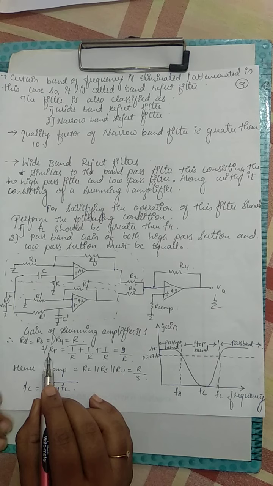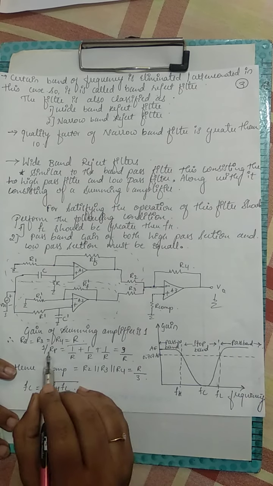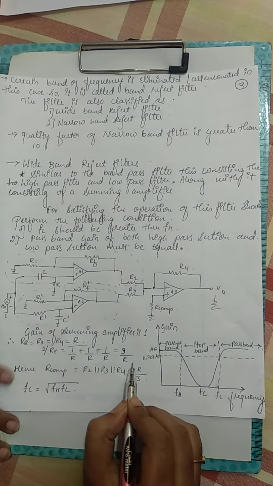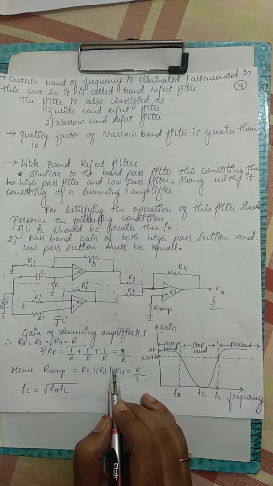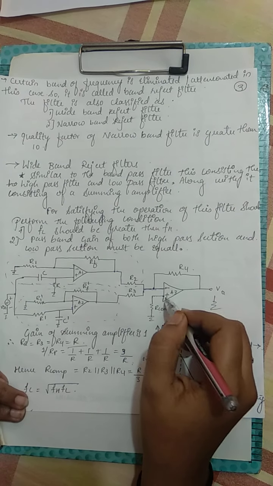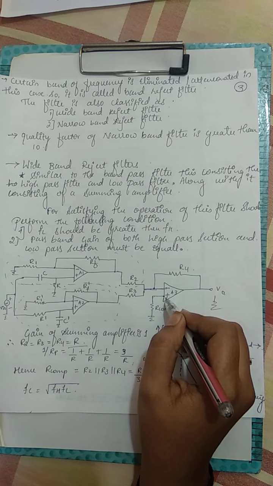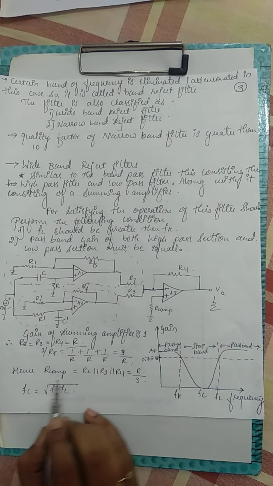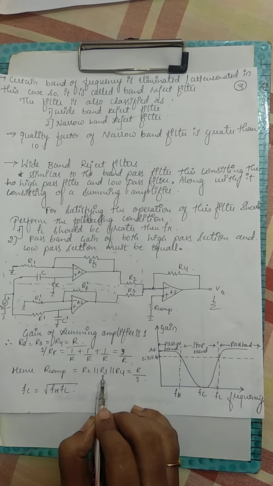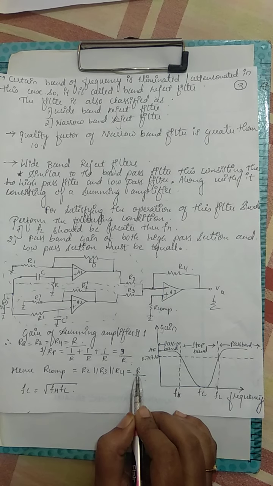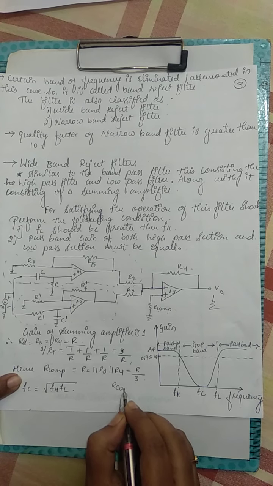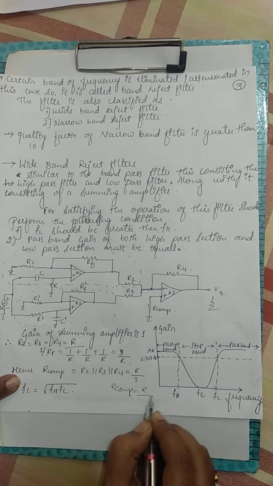So 1 by Rp, with all the resistances connected in parallel, is equal to 1 by R plus 1 by R plus 1 by R, that is 3 by R. Then both the inverting and non-inverting amplifier gains are equal to 1. Hence the R complementary of R2 in parallel with R3 and in parallel with R4 is equal to R by 3. So R complementary is equal to R by 3.